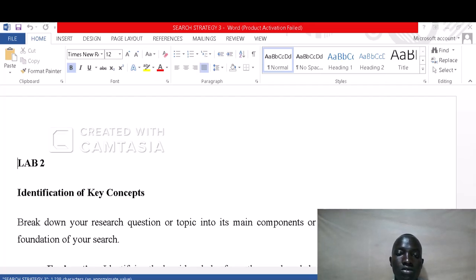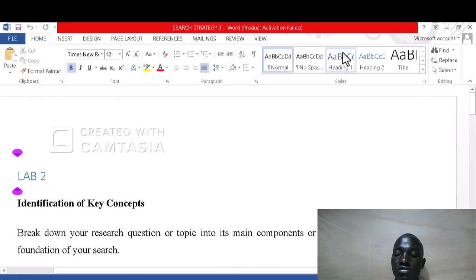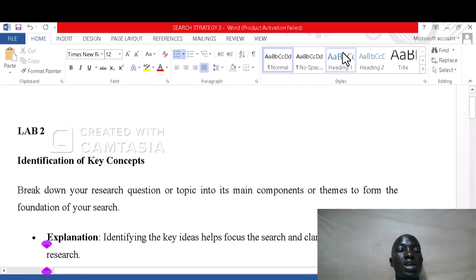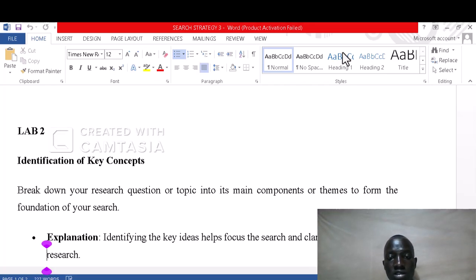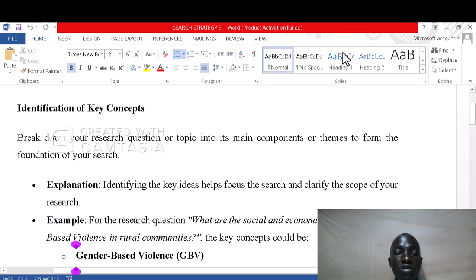In today's video we shall be looking at this aspect of search strategy. This is now the second lab, because the other one was the first lab. The first lab was also broken into two, and even this one I'm going to break into two. They look somehow related, but they are not that related, because I'll be bringing you an explanation that is not the same as what you are seeing here.